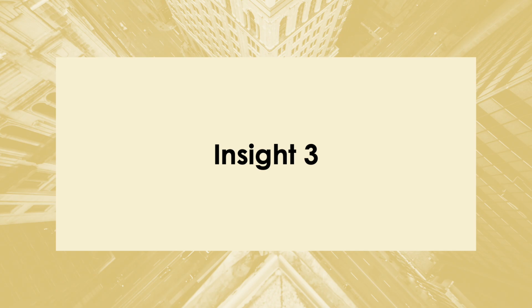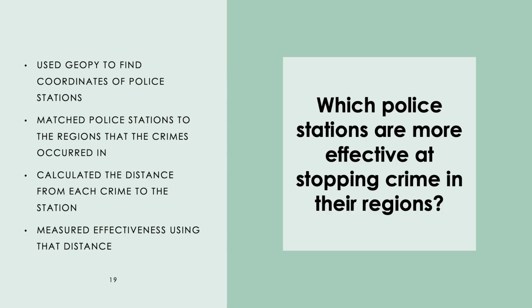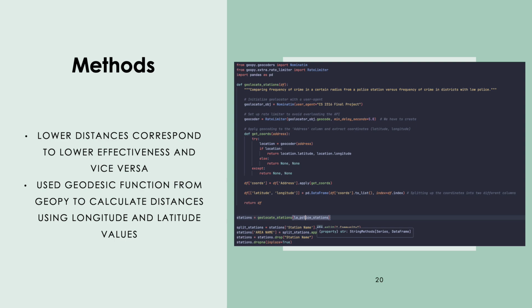Moving on to Insight 3. Next, I want to look at which police stations were more effective in stopping crime at their regions. And to do this, we used the GeoPy module to calculate coordinates of police stations, as well as a distance algorithm that calculates how far away a crime is to a respective police station. The first step is to locate these police stations by calculating their latitude and longitude values.